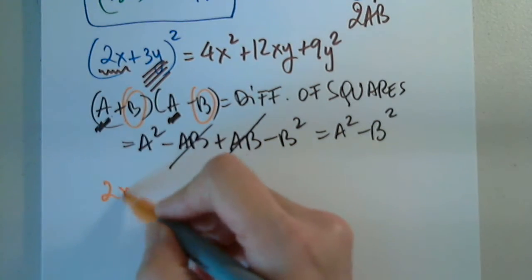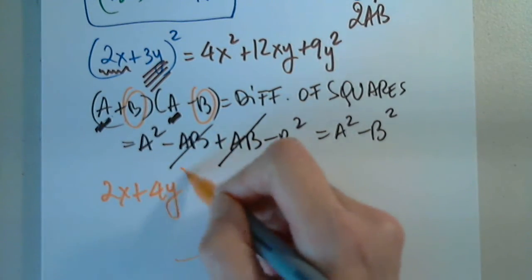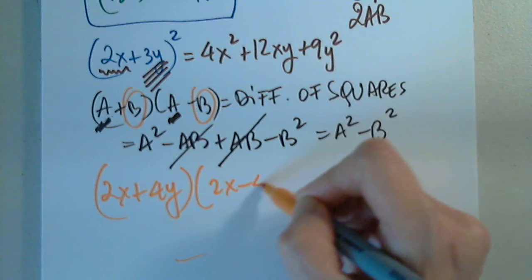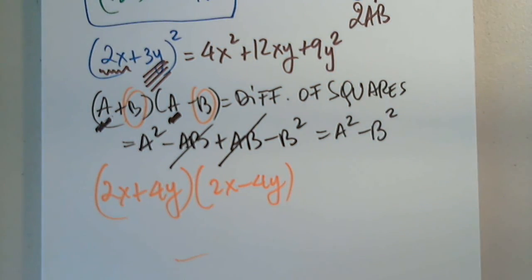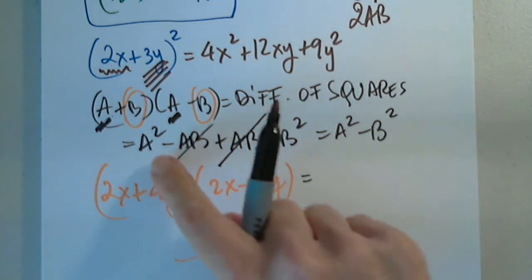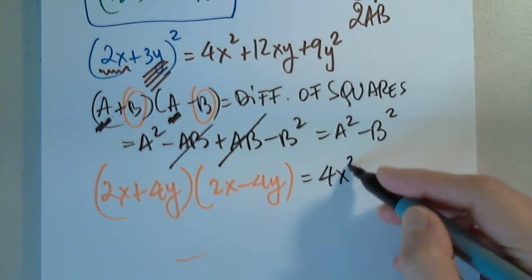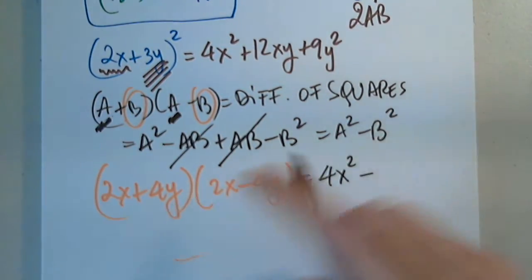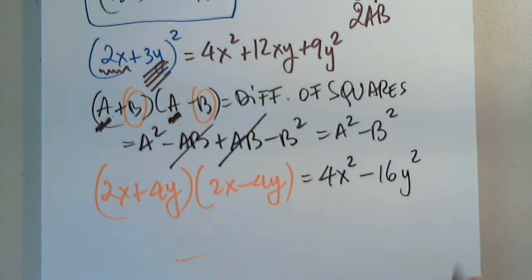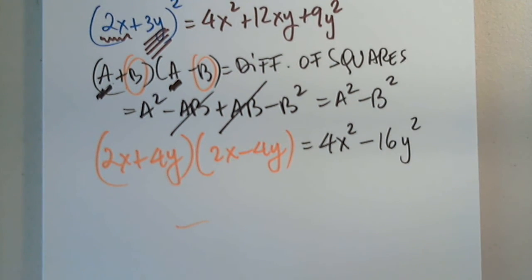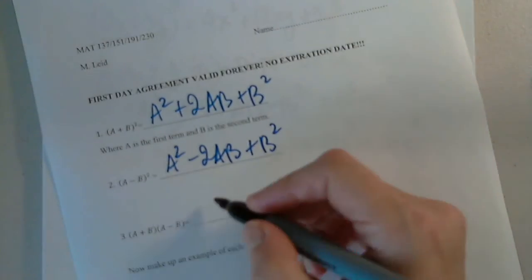So if I have 2x plus 4y, let's say, and 2x minus 4y, this may not be the best color. Then all I have to do is just square the first term and subtract when I square the second term. And it's done. So that's all I wanted to say about that.